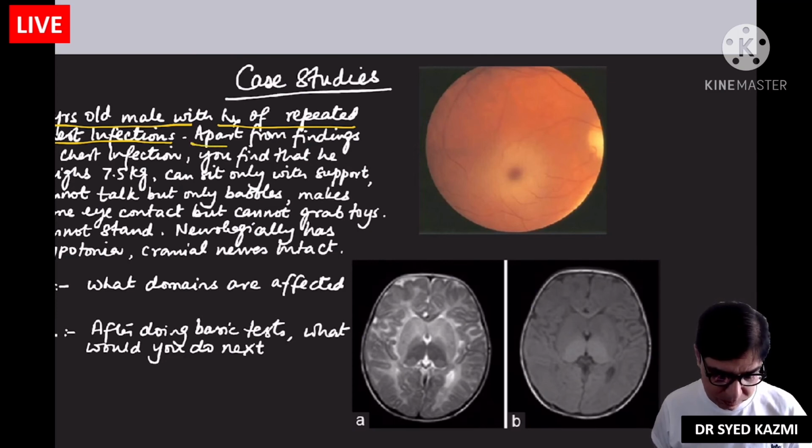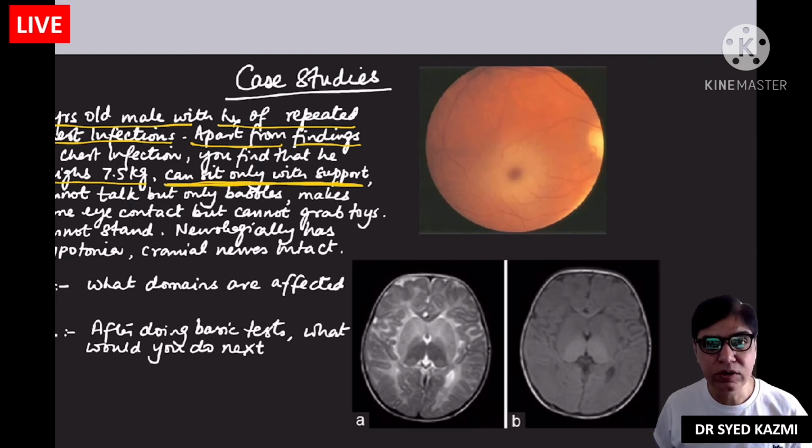But apart from his chest infection, on your examination you find that he weighs 7.5 kilograms. So he seems to be quite malnourished. So he's small for his age. He can only sit with support. So at 3 years of age, he is sitting only with support, which you know is a developmental milestone which a child should achieve at 5 to 6 months of age. So though his physical or chronological age is 3 years, his developmental age in the gross motor domain is around 5 or 6 months.